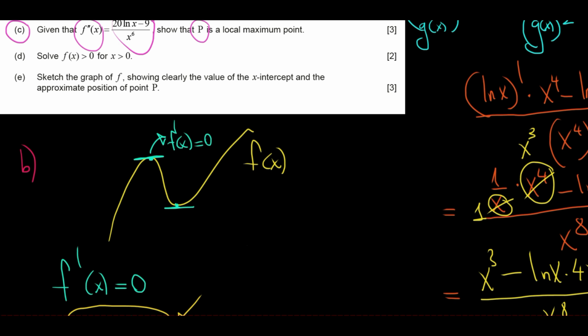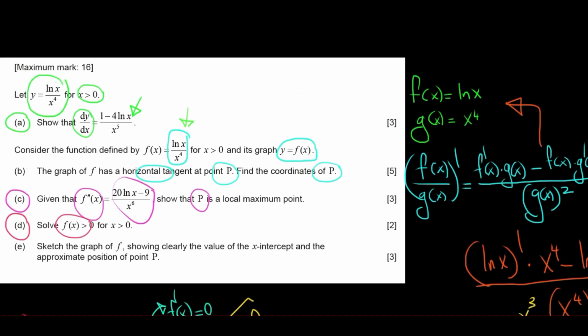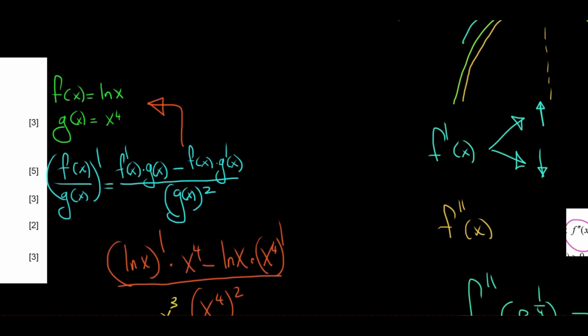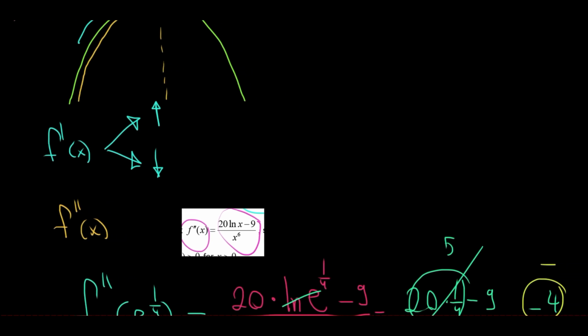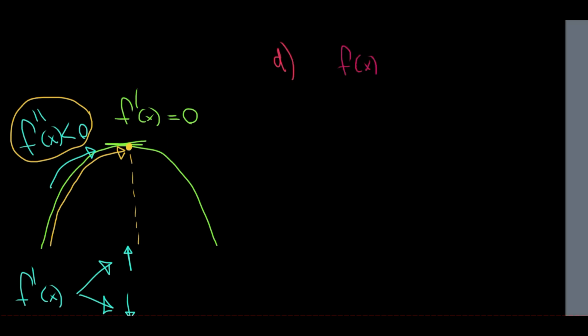Question D says, solve f of x greater than 0 for x greater than 0. Okay, well, f of x is the following. This is f of x, ln of x over x to the power 4. So let's solve this. Question D. And we want f of x to exceed 0 given that x exceeds 0. Substitute f of x with ln of x divided by x to the power 4, which must be greater than 0.